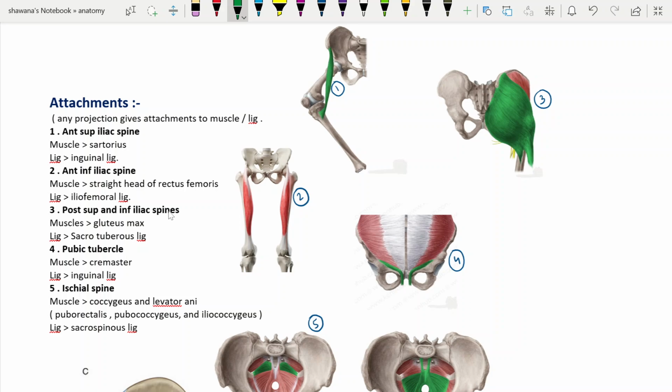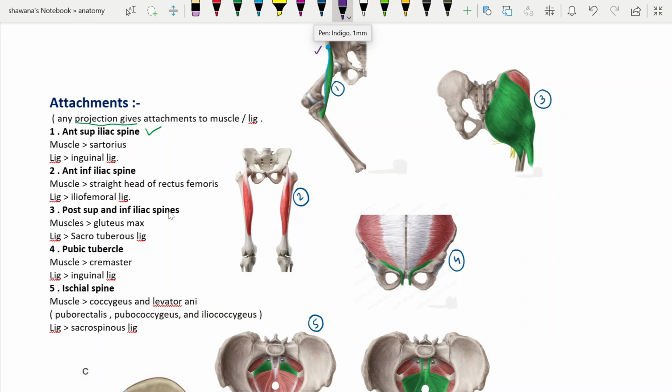First of all, there are the attachments. The one rule we should keep in mind is that any projection gives attachment to muscles or ligaments. For example, the anterior superior iliac spine, ischial spine, and the posterior superior or inferior iliac spines all give attachment to muscles. First is the anterior superior iliac spine. Let's take another color so that it can be highlighted. This is the anterior superior iliac spine. It gives attachment to the sartorius muscle. This is the sartorius muscle.